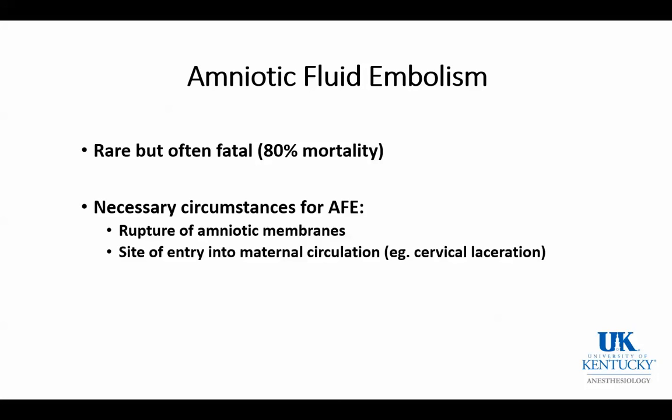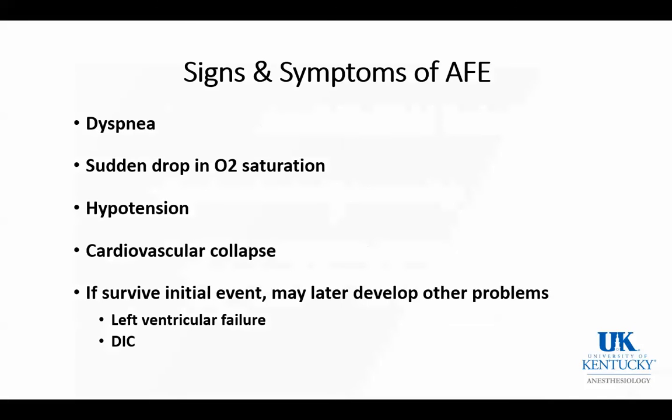You need to understand that for an amniotic fluid embolism to occur, there are two things that need to be present. First, there has to be rupture of the amniotic membrane. So a woman's not going to have an amniotic fluid embolism if her membranes are not ruptured. And then there has to be a site of entry for that amniotic fluid into the maternal circulation. Maybe some sort of a cervical laceration or just some mild trauma from the dilation of the cervix. As you know, there's oftentimes mild bleeding associated with cervical dilation. So those are the two things you need for an amniotic fluid embolism to occur.